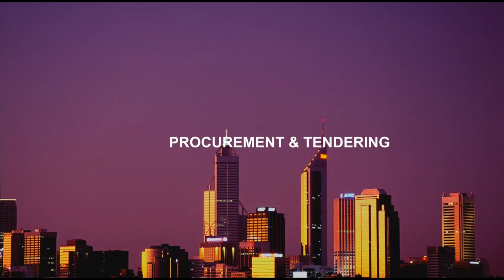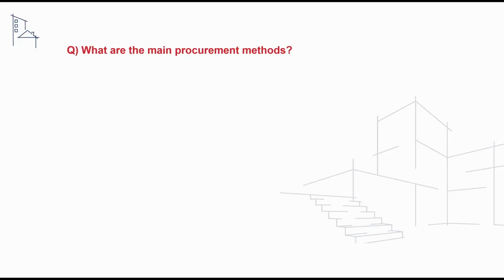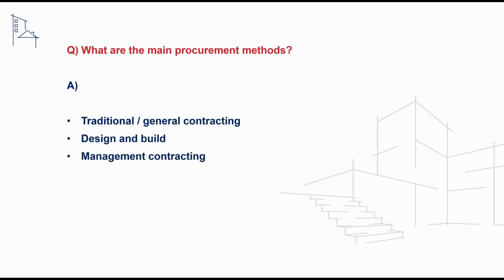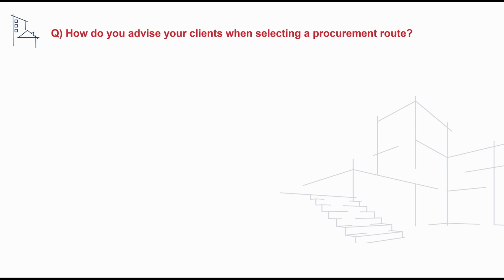We'll now take a look at the procurement and tendering competency. The first high-level question we'll take a look at is testing our knowledge of the main procurement methods available, and to address this we could make reference to traditional procurement, design and build, management contracting, construction management, or private finance initiative. The next question we'll take a look at is how do you advise your clients when selecting a procurement route?